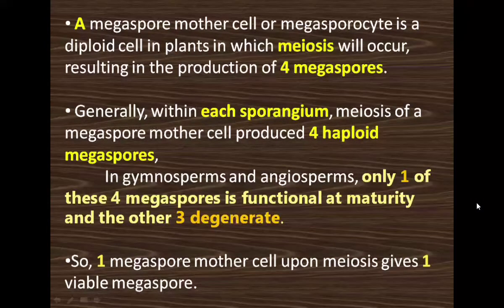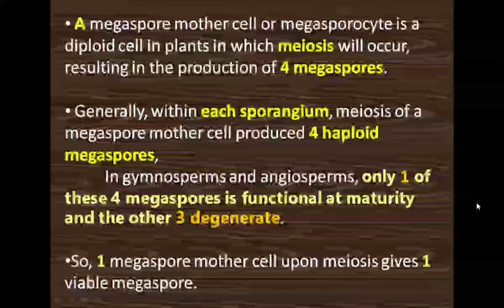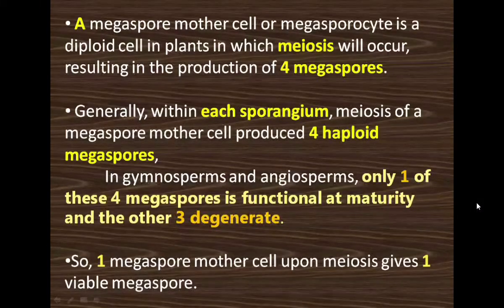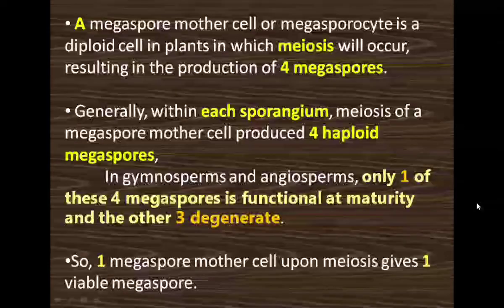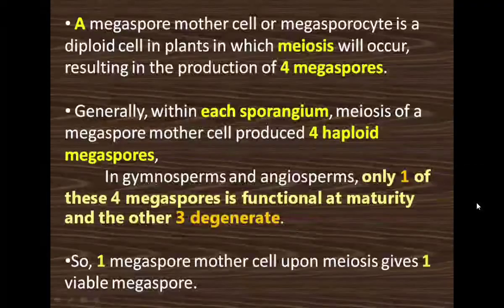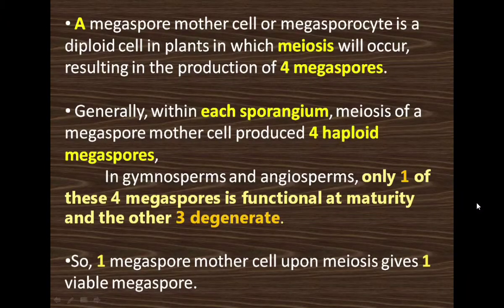A megaspore mother cell, or megasporocyte, is a diploid cell in plants, in which meiosis will occur, resulting in the production of 4 megaspores, generally within each sporangium. Meiosis of a megaspore mother cell produces 4 haploid megaspores. In gymnosperms and angiosperms, only one of these 4 megaspores is functional at maturity, and the other 3 degenerate. So, one megaspore mother cell, upon meiosis, gives 1 viable megaspore.